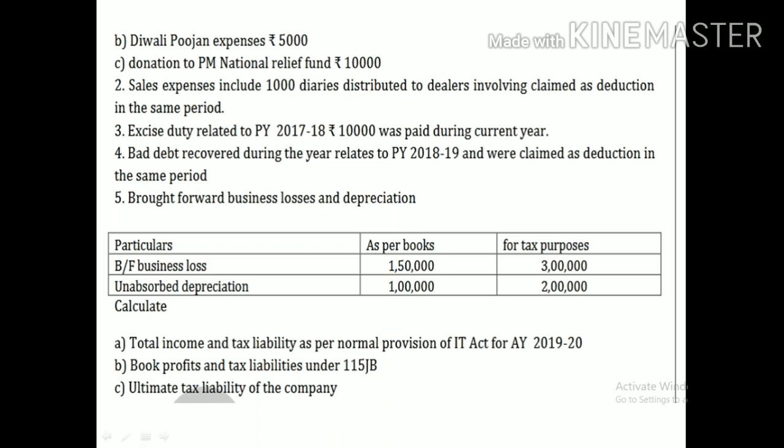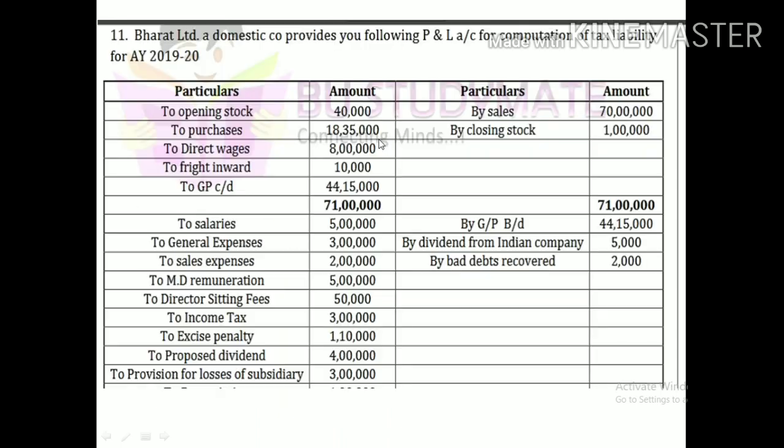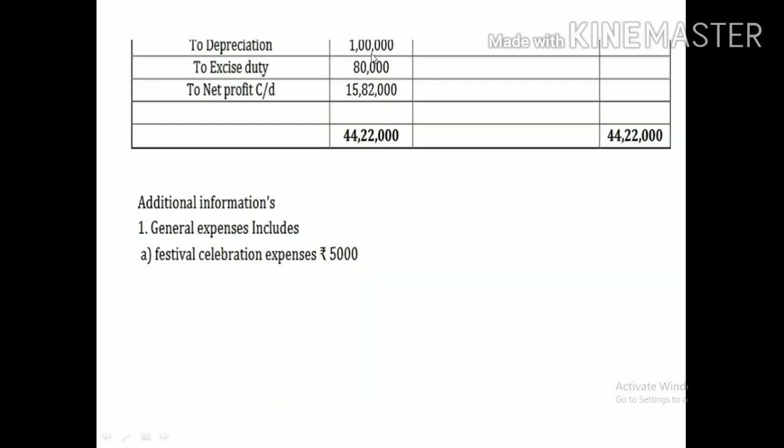The next one, this fifth one. Okay, before going to the fifth one, we will finish off regarding the calculation of book profit. Here we have only one allowable expense not yet debited, that is excise duty related to 17-18 that was paid during the year, so it should be deducted. One more we have, that is depreciation. Already I told you regarding that.